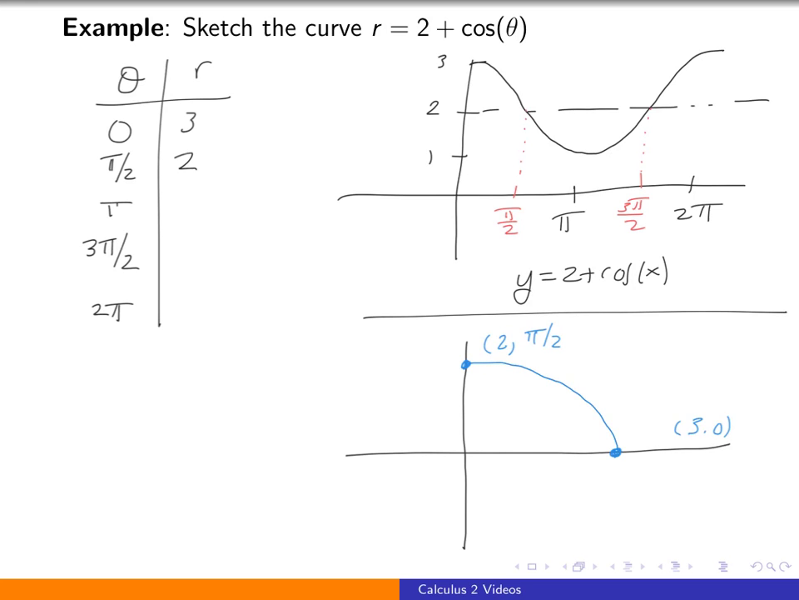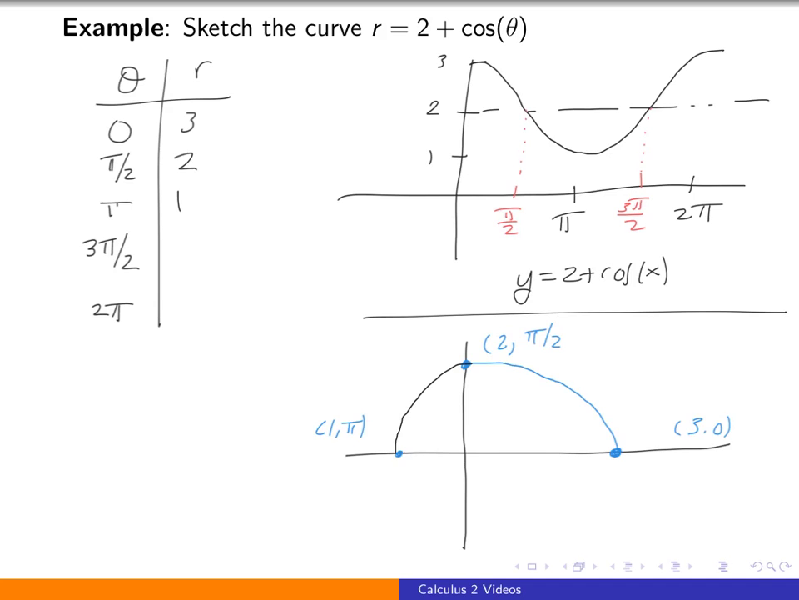Let's move on to the second quadrant. When theta is pi, we see that r is going to be 1. So that would give us the point on our graph, r is 1, theta is pi. Between pi over 2 and pi, as theta goes from pi over 2 to pi, your r value shrinks from 2 down to 1. So something like this.